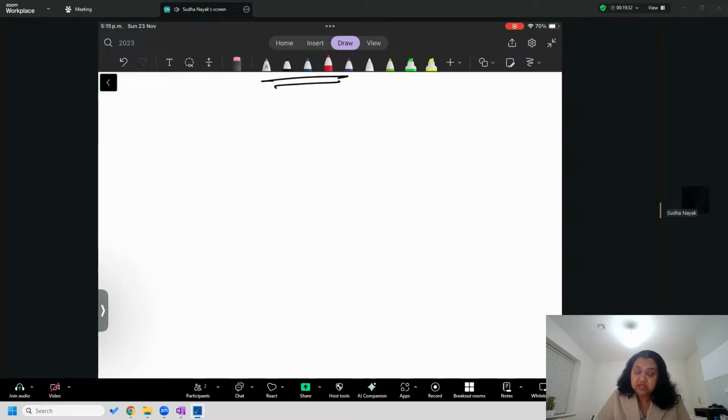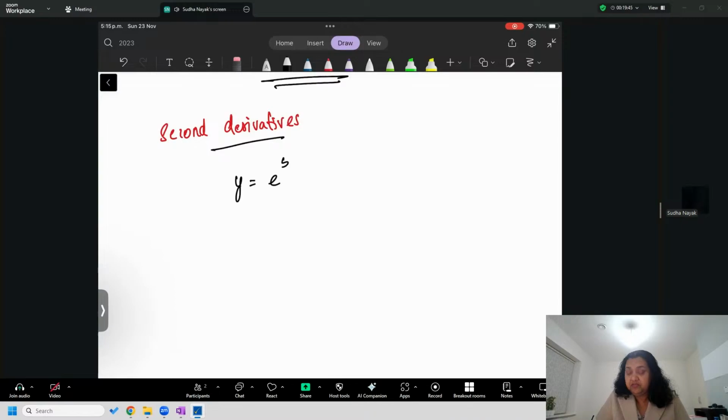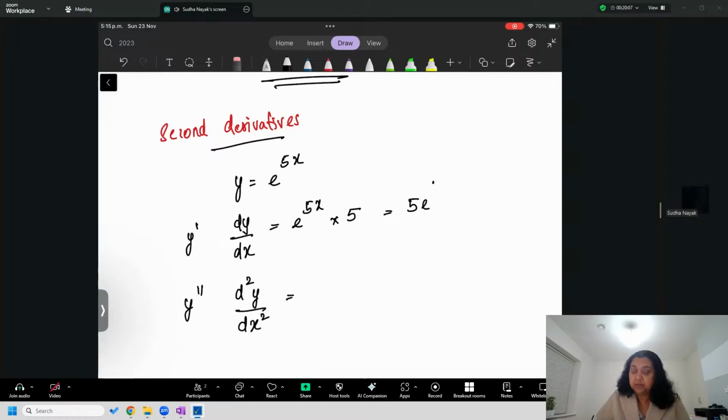Second derivatives means you are differentiating twice. Suppose you have e to the power of 5x. The first derivative is dy over dx, or you can write it as y dash. That is equal to e to the power of 5x, and then again you multiply by 5 because it is a chain rule. Now the second derivative, you write it as d square y by dx square, or y double dash, that is equal to, the first one can be simplified as 5 e to the power of 5x.